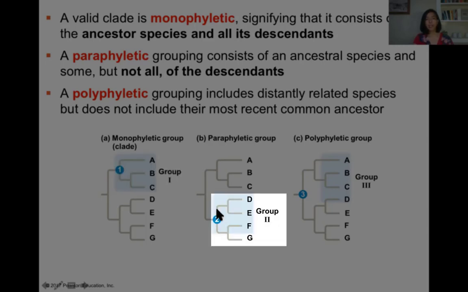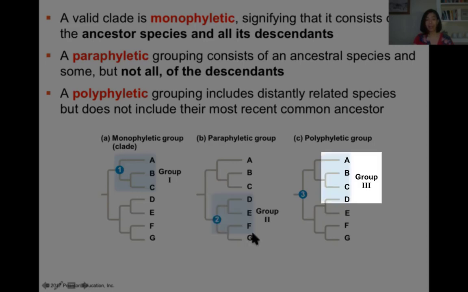A paraphyletic group is going to be a group that has the ancestor and some of the descendants, D, E, and F, right? So it has some of the descendants, but not all, because it's missing G. Okay? And a polyphyletic group is going to be a group that has species or descendants that lack the most recent common ancestor.